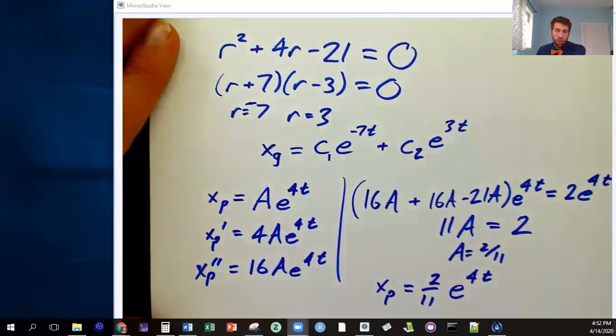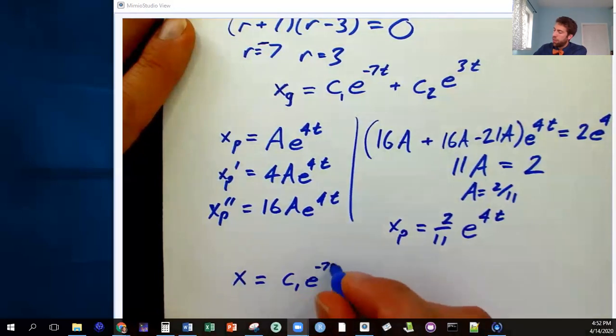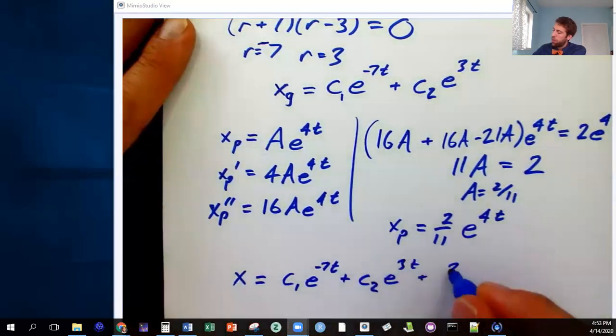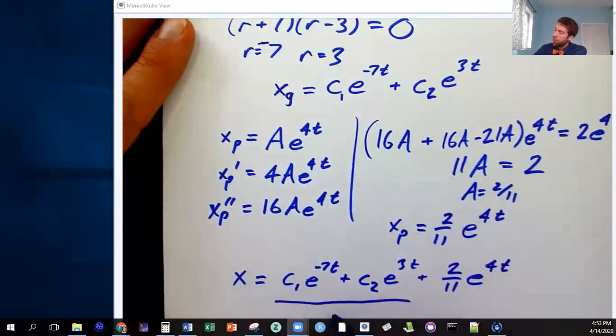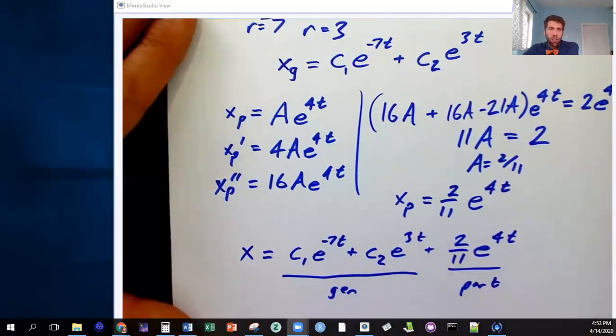So now, for this equation, I used algebra and derivatives to find something that worked. Not a lucky guess, but a well-informed guess. So now I can know all solutions. So all solutions are c1 e to the negative 7t plus c2 e to the 3t plus 2/11 e to the 4t. So this is your general solution, and this is your particular solution. Okay? And so that's how you would solve problems like this.